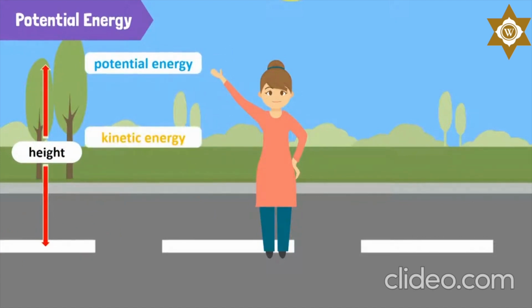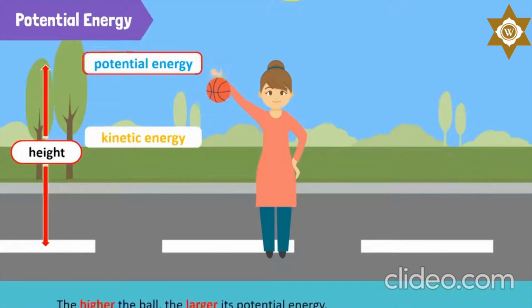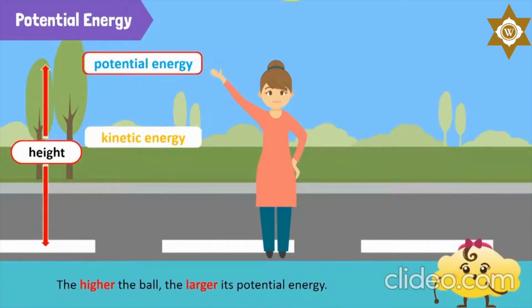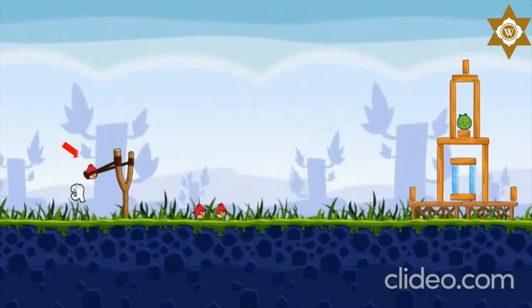In fact, the higher the ball, the larger its potential energy. That is why, if we raise the ball to a greater distance from the ground and release it, it will hit the ground harder. Let's look at another example. Look at this slingshot. It has stored energy with which it can throw the bird up to a certain distance. Based on its position in the slingshot, we can say the bird has potential energy.